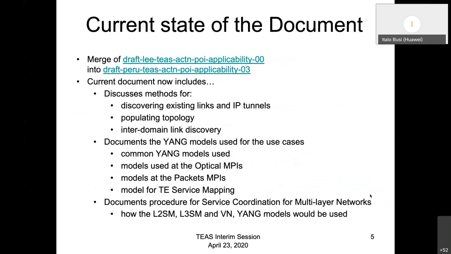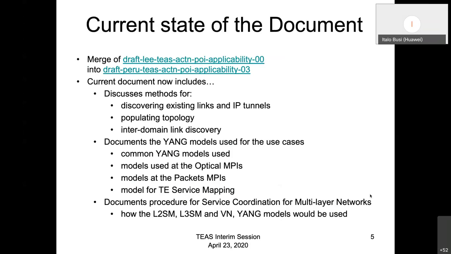After the last two meetings, we had two drafts which were addressing the problem of applicability of ACTN to packet optical, and we have agreed to merge these two drafts into this draft. So version 03 is merging also the content from the former draft 00 that was presented a couple of meetings ago. We discuss how we discover links and tunnels. In particular, we describe and clarify the use of the T topology and the plug ID for the inter-domain link discovery, and how the plug ID can be used and populated with the LLDP.